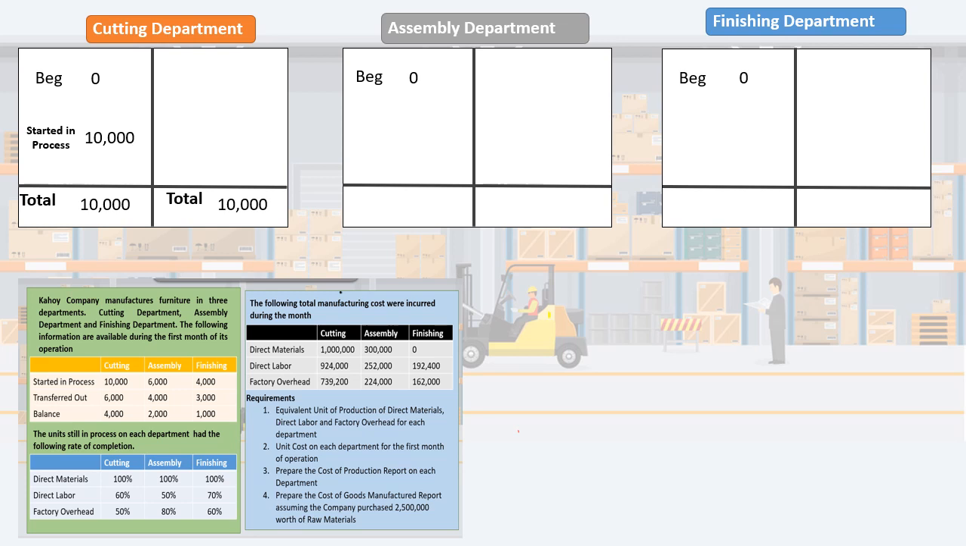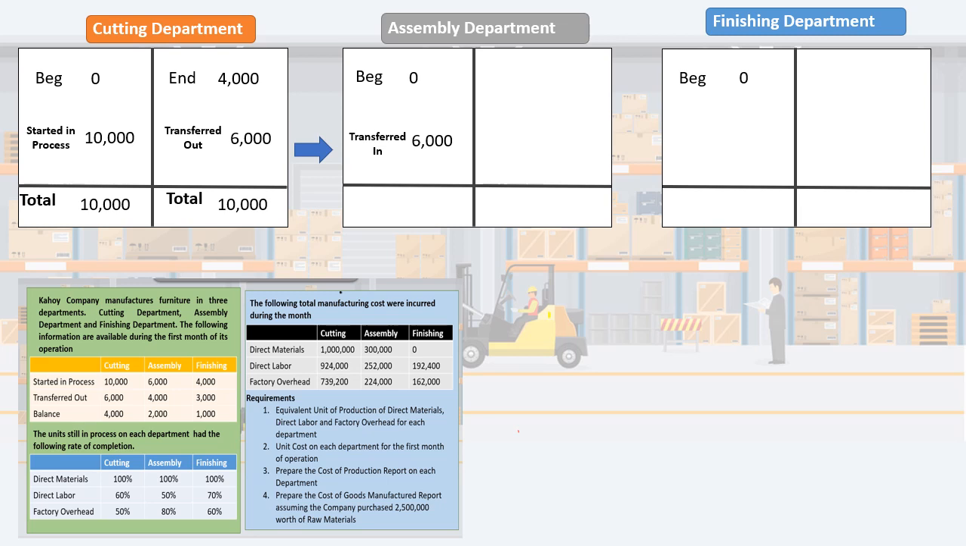So sabi sa problem, out of 10,000, ang natitira na lang sa production at the end of the month is 4,000 units. So therefore, yung ating 6,000 is considered as transferred out units. Okay? Transferred out ang tawag dyan. So yung transferred out sa cutting department, which is 6,000 units, will be part of the transferred in naman dun sa next department kasi nga ang pinag-uusapan natin dito ay process costing. So transferred out ng cutting department, magiging transferred in ng assembly department.